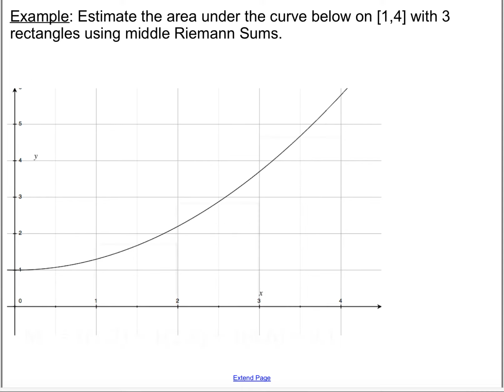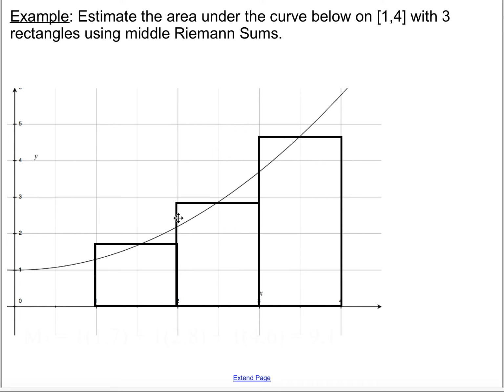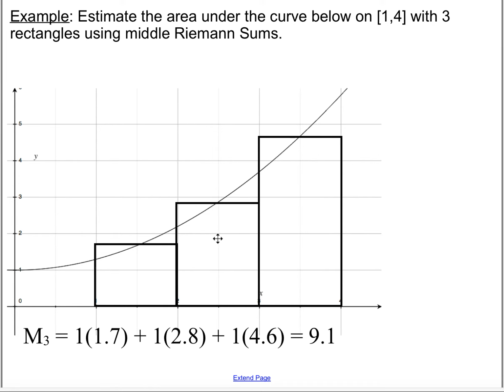I'm going to do the same thing, but with a middle Riemann sum. So what's going to change? My endpoints are still 1 to 4, my width is still 1, but now I'm going to go to the midpoint. Between 1 and 2 is 1.5, that's the x value I'm going to use. Between 2 and 3, I have 2.5, so my rectangle is going to go up to where 2.5 hits the graph, and from 3 to 4, 3.5 is my midpoint. When I estimate these y values, I got 1.7, 2.8, and 4.6. When I add those together, I get 9.1.